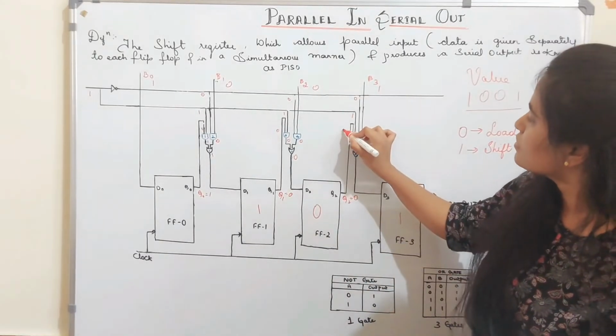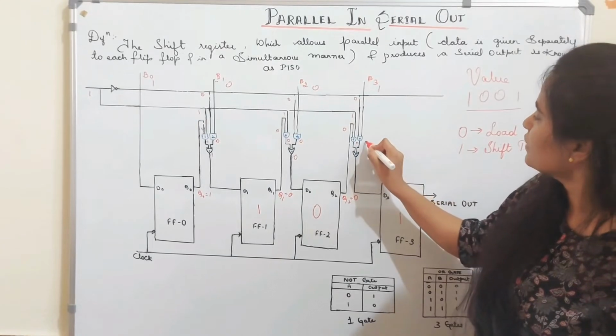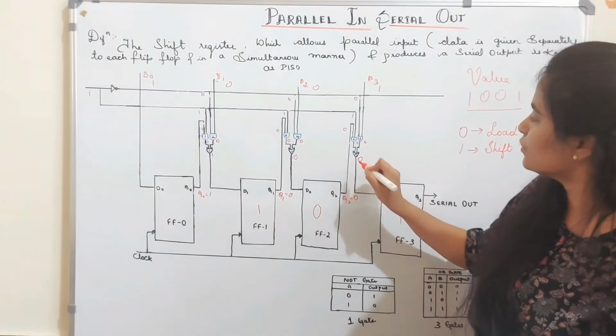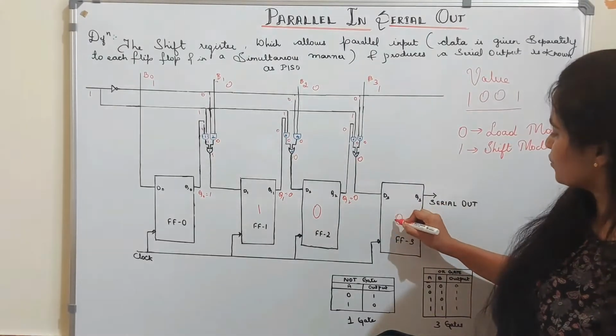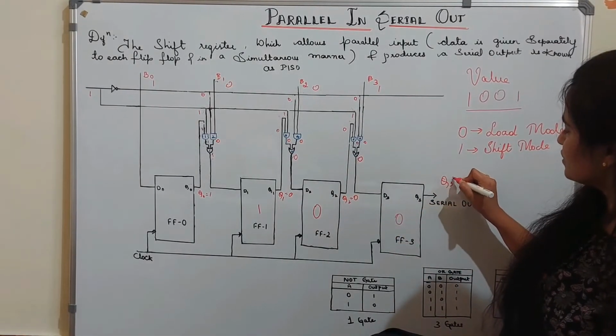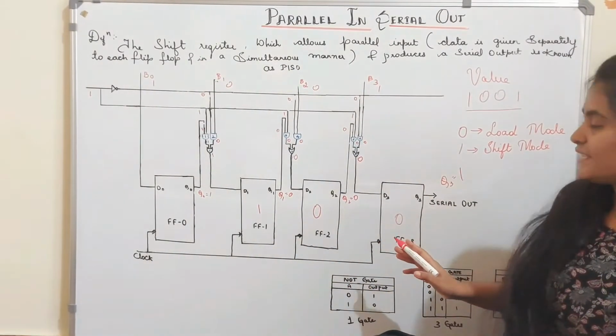Now again, 0, 0 and 1, it is 0. 0 and 1, it is 0. 0, 0, 0. Okay. So this turns into 0. Q3 value is 1. So as you give a clock pulse, this is how exactly it moves.